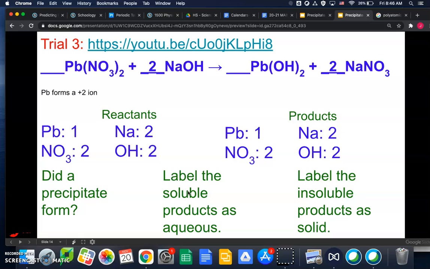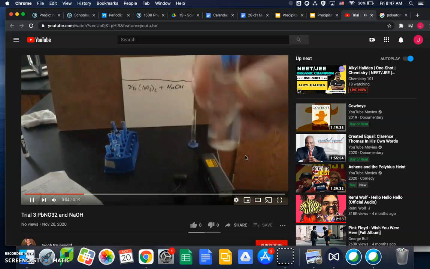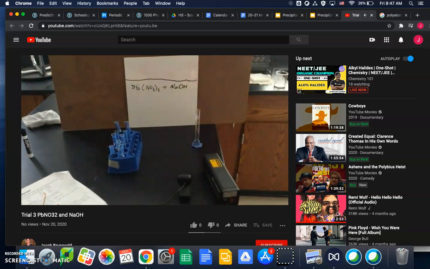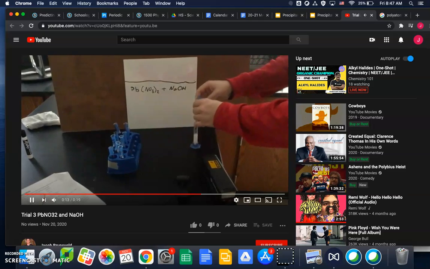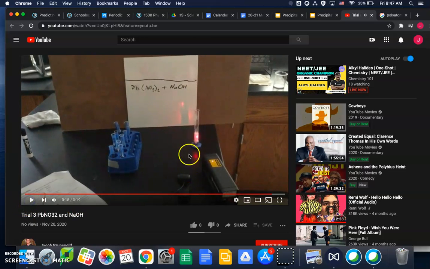Okay, and so then next up is trial 3. So let's take a look at this one. Here we've got lead nitrate reacting with sodium hydroxide. Yep. And so here you can see this one's definitely forming a cloudy precipitate. And then look, when we shine the laser on it, it doesn't go through at all.